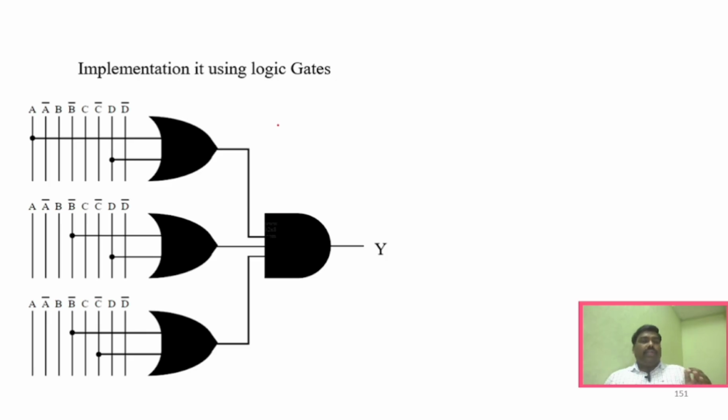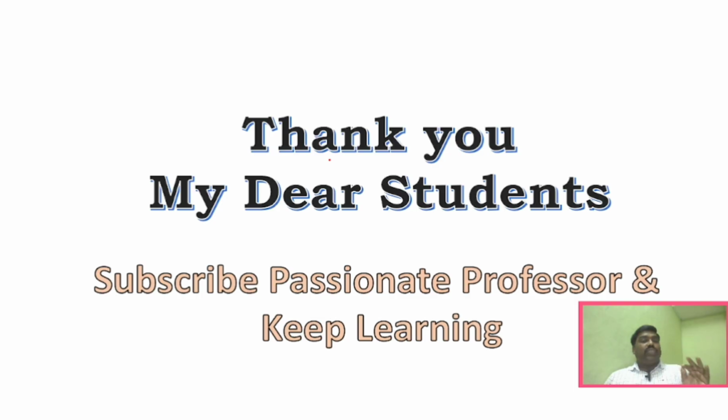You can draw very easily like what I have explained before, or else you can draw like this: A bar, B bar, C bar, like this. All these things will be combined in an OR gate. You have three OR gates, and you will combine that with an AND gate. So today, what we have seen is a problem for the POS method for K-map using a four variable K-map.